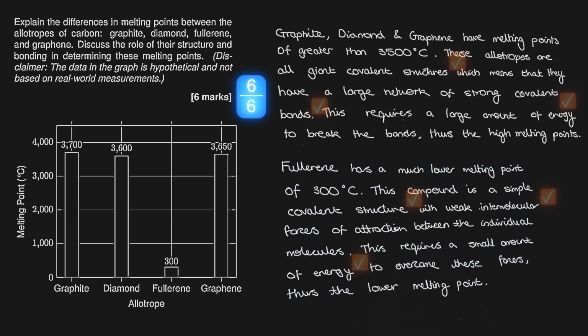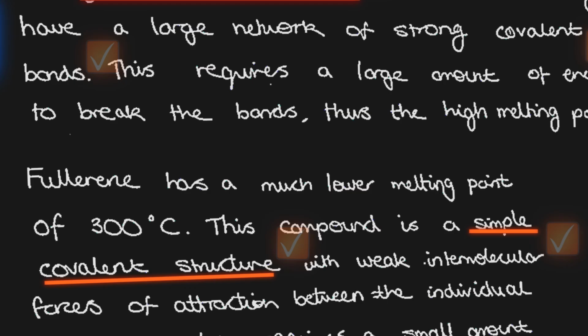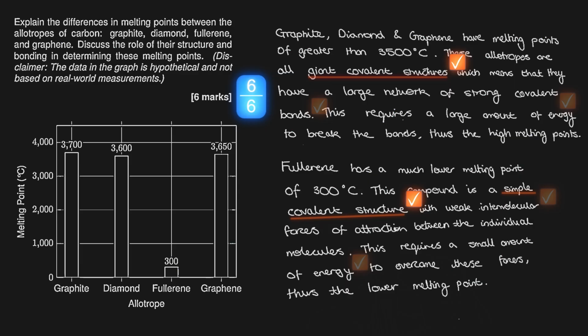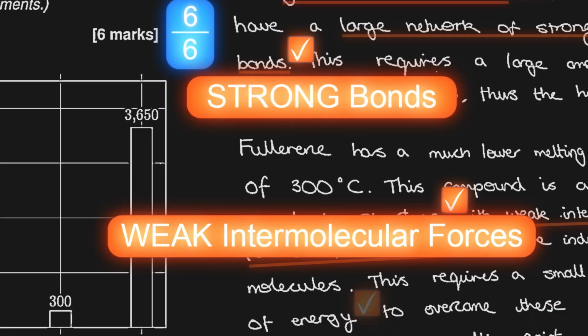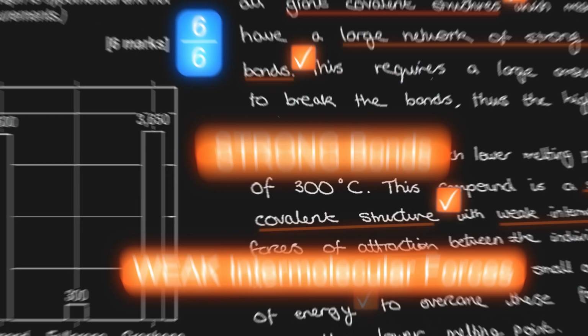In essence, the way to answer this question was first to talk about the type of structure, either giant or simple covalent, then whether it had large networks of strong covalent bonds or weak intermolecular forces. And it's really important that you get this right. It is always strong bonds and weak forces. It's never the other way around.